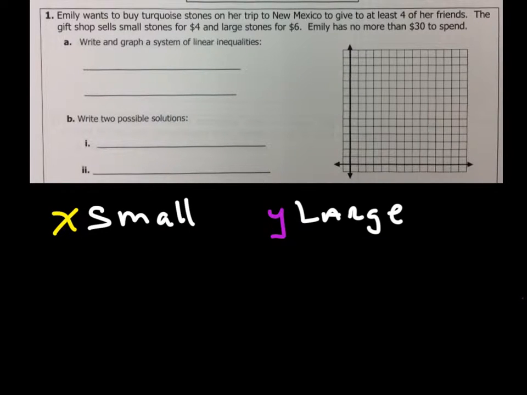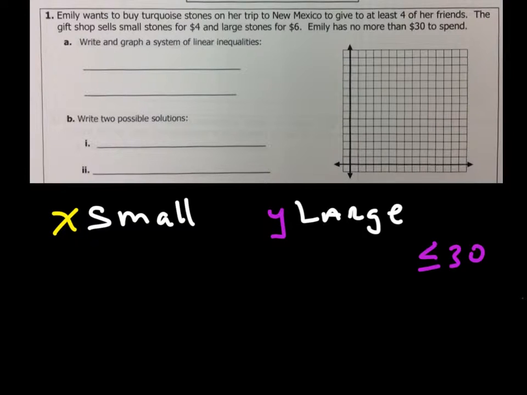Okay, in this problem you have Emily who's buying turquoise stones, and she wants to buy small ones and large ones. Well, at least that's what they have for sale. Since they are presented in the order small stones then large stones, I'm going to let the small stones be X and the large stones be Y, and what I know is that she cannot spend more than $30, so it has to be less than or equal to $30.